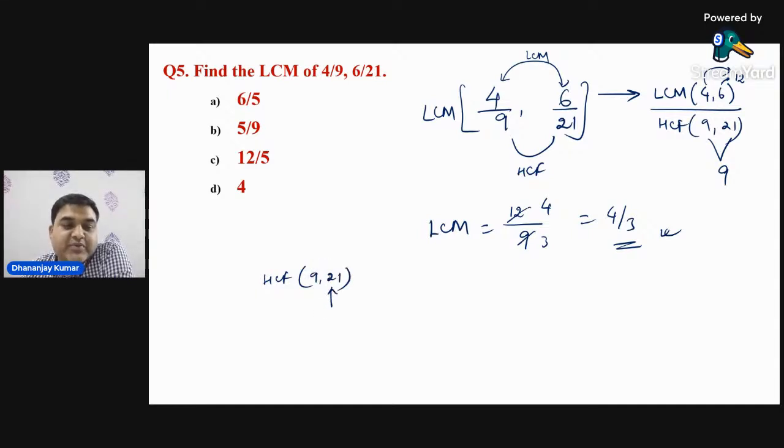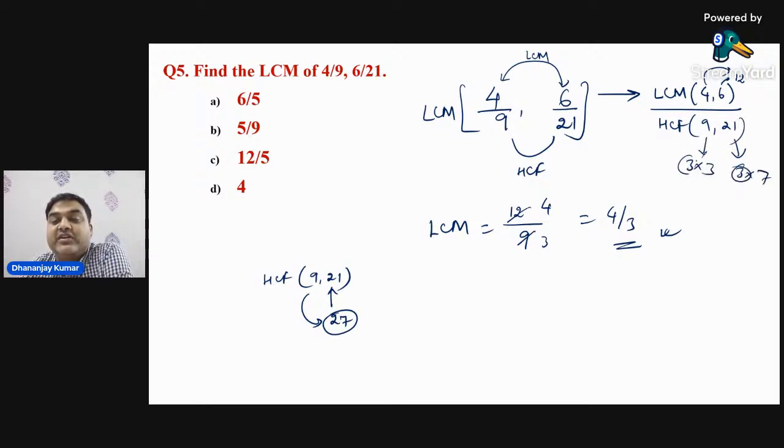By mistake, I assumed this 21 as 27, considering 9 threes are 27. That is what I told, right? But that is not the case. 9 is written as 3 into 3, and you can write 21 as 3 into 7. So common is only 3. So 3 will be the HCF, guys. That is the problem. So 12 divided by 3 is 4. So 4 is the right answer.